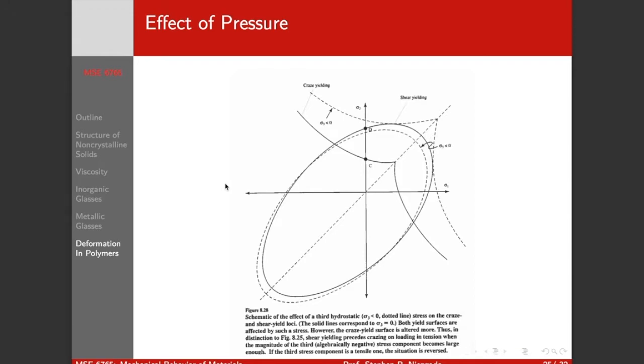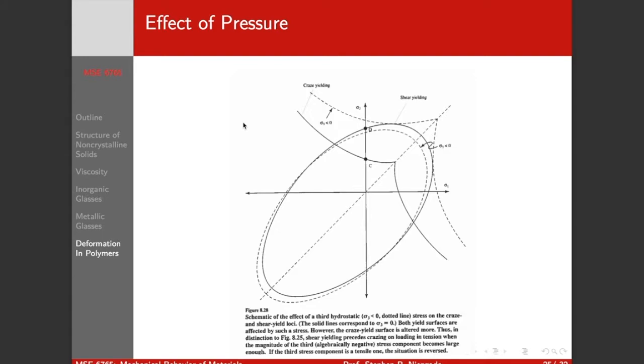Okay, so we want to consider the effect of pressure on both craze yielding and shear banding. So imagine we have a stress state, a pure tensile stress state, right, in 2 dimensions. So we have on the diagonal sigma 1 and sigma 2, and they're both equal. So we're on this line. And sigma 3 is 0, right? So sigma 1 and sigma 2 are positive. So what's going to happen when we add a negative sigma 3 component to it? So we add something that's compressive in the sigma 3 direction.